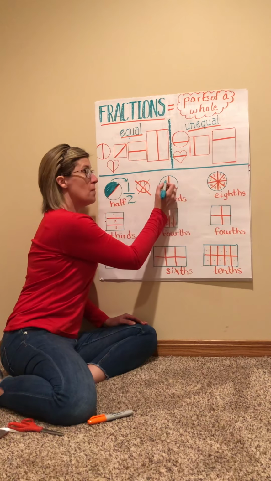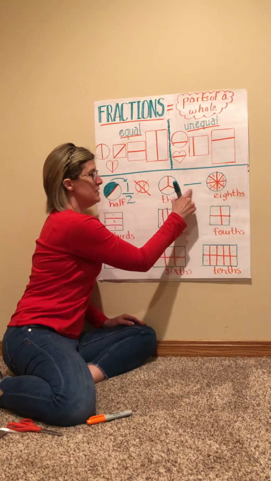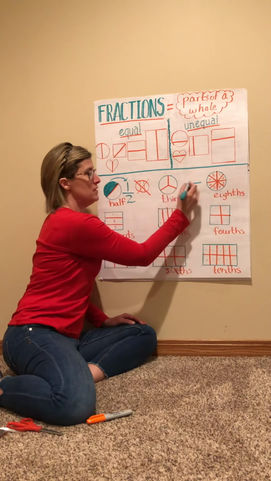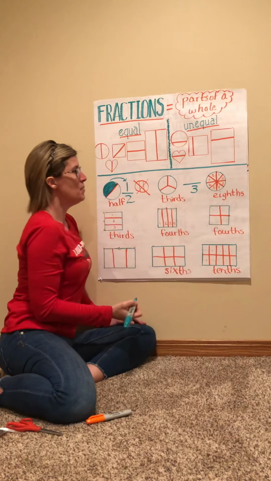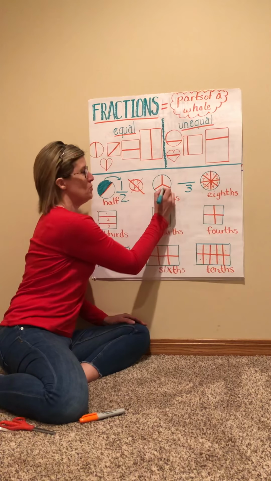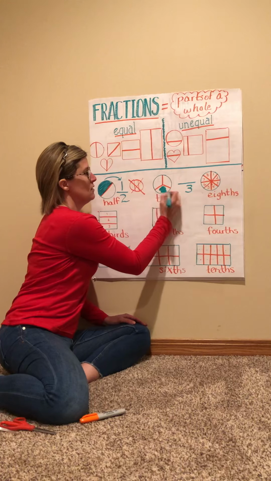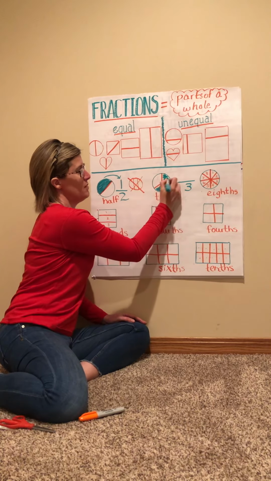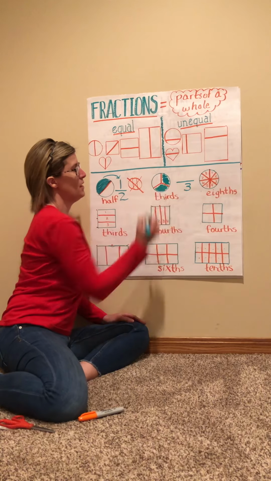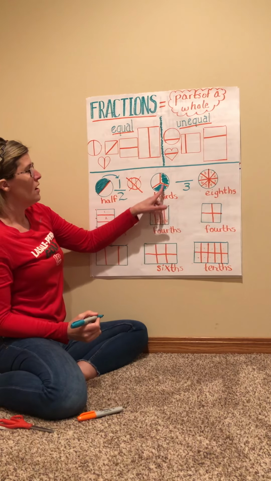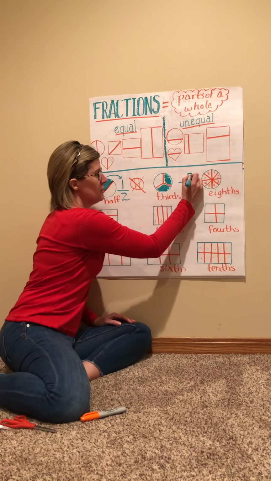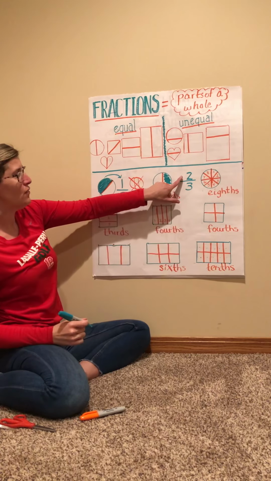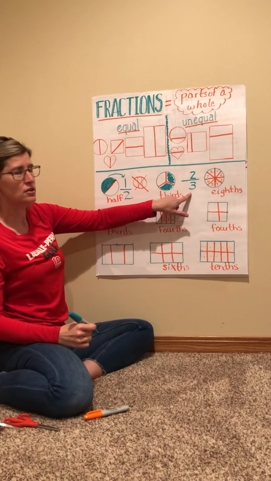Okay, so the denominator down here is going to be 3 because there's 3 total pieces, so that's easy. But this time, maybe I'll color 2 parts. I know I'm a little messy because I'm trying to do this quickly. So I've colored 2 parts over 3 altogether, and we would read this fraction as 2/3.